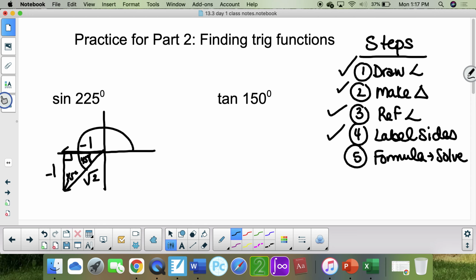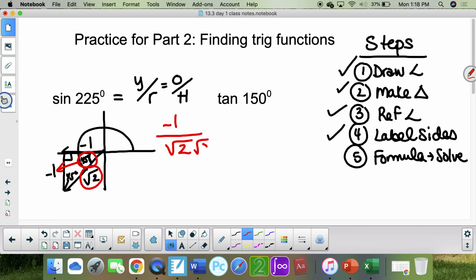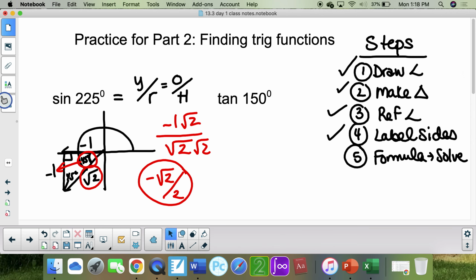And now I'm going to figure out the formula, and I know that sine is the same thing as y over r, or opposite over hypotenuse. Here's the reference angle. The side opposite is a -1, and I know the hypotenuse is √2. Multiply the top and the bottom by √2, -√2 over 2. Final answer.